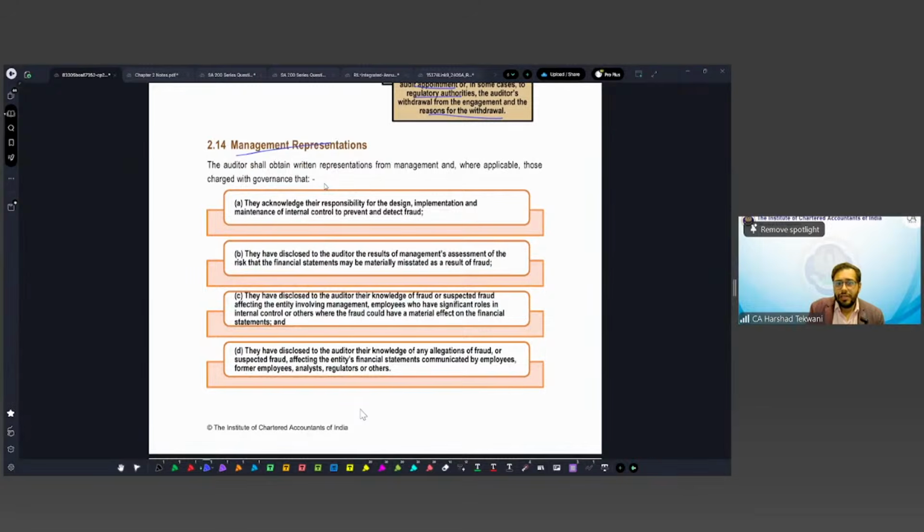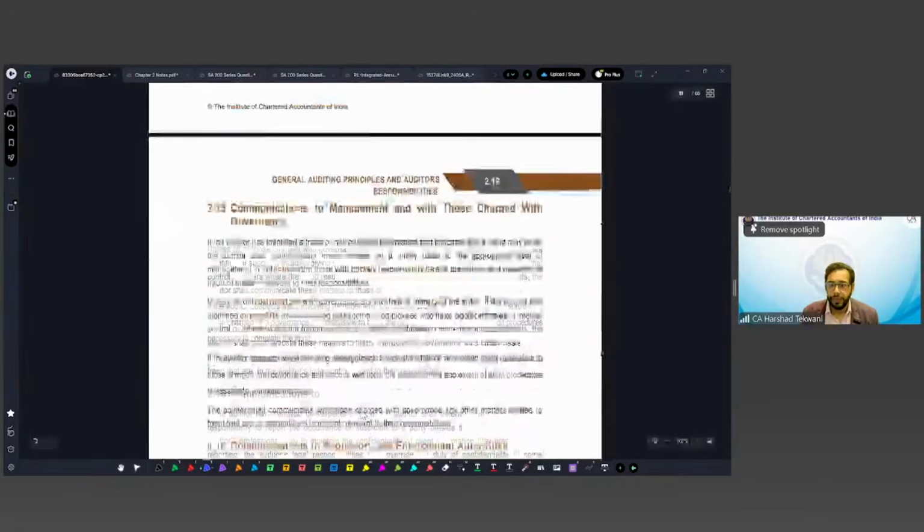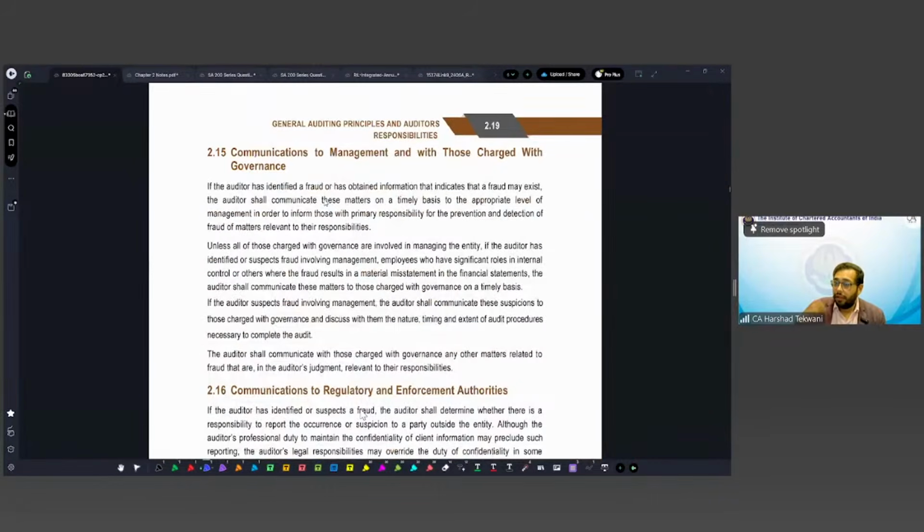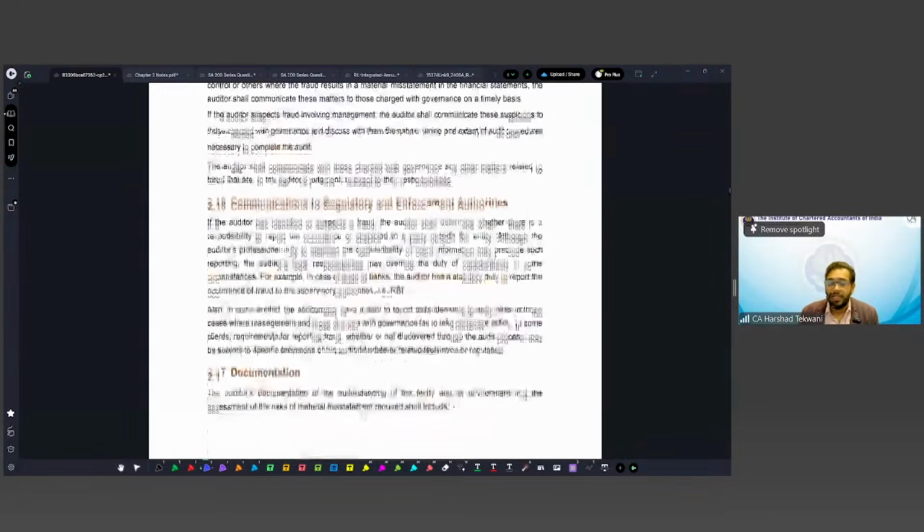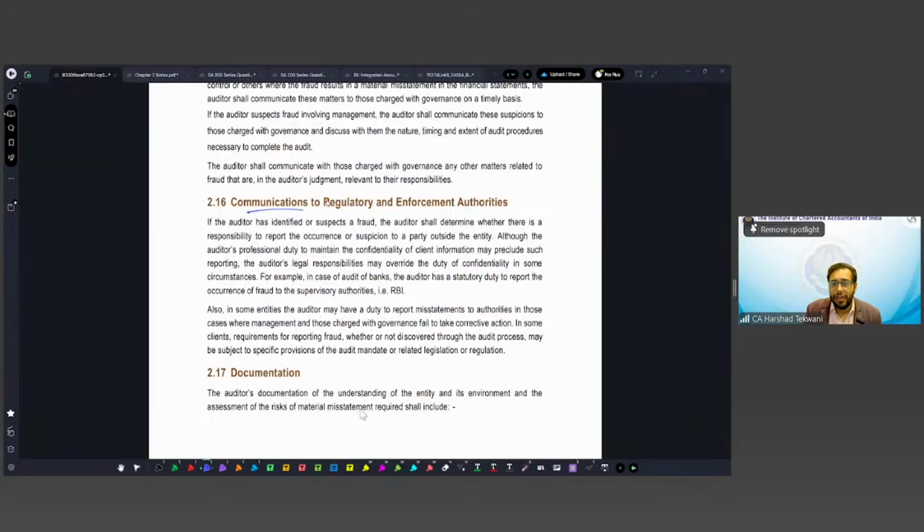Management representations. So you have to obtain management representations for whatever procedures you will perform. And then remember, communication with management and those charged with governance. If you have identified fraud with respect to objective number 3 that we discussed, communication with regulatory body and enforcement authorities. And the last part is the documentation.